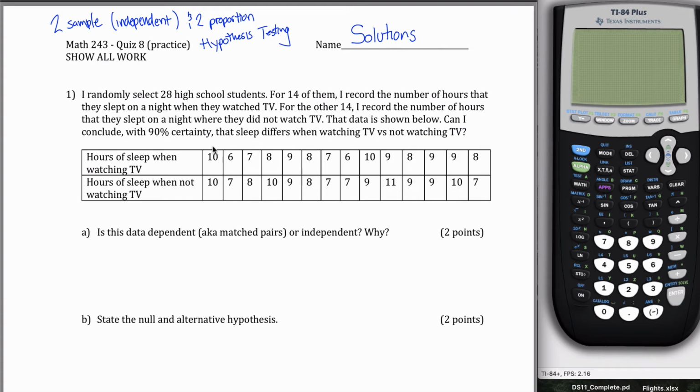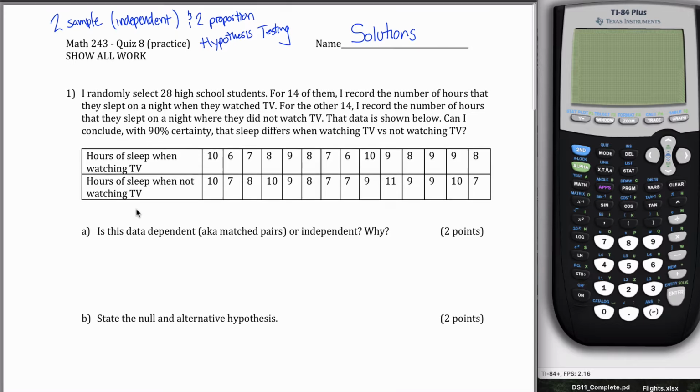All right, here are solutions for a practice quiz, quiz 8, I guess, if you want. We're going to be dealing with hypothesis testing in this quiz. There'll be two different questions. The first one deals with two sample means, specifically the case where the data is independent, 5.3 in our book. And the second one deals with when you have two proportions, also in our book. That's chapter 6, I guess.